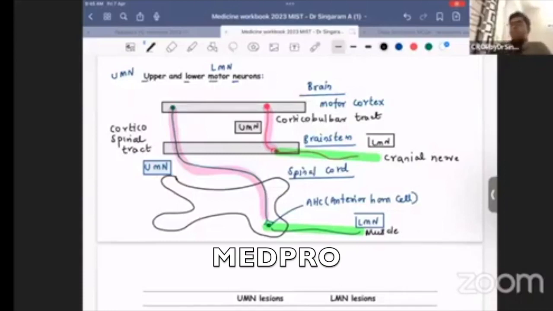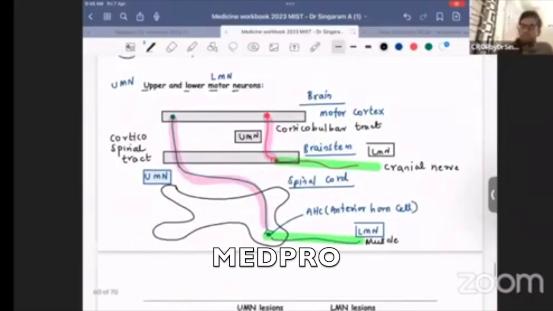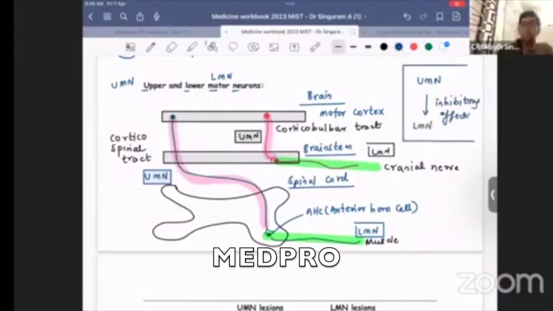Now, generally, you should remember that upper motor neurons, UMN, have an inhibitory effect on the LMN, lower motor neurons. Please remember this, because when I discuss the findings, this point will be discussed again.